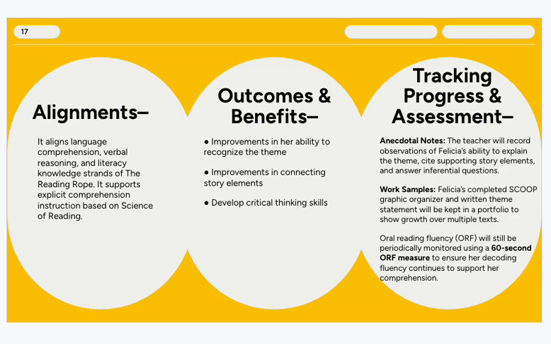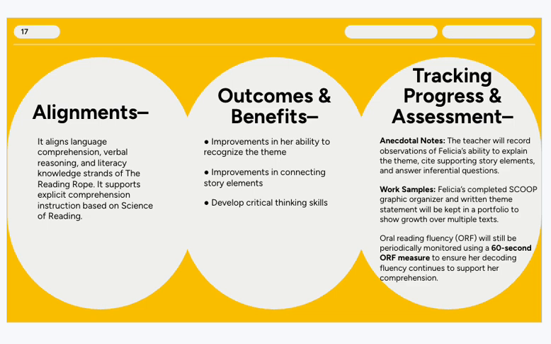It aligns with language comprehension, verbal reasoning, and literacy knowledge strands of the reading rope. It supports explicit comprehension instruction based on the science of reading. What we would see, or the outcomes and benefits, would be improvements in her ability to recognize the theme, improvements in connecting her story elements, developing critical thinking skills.